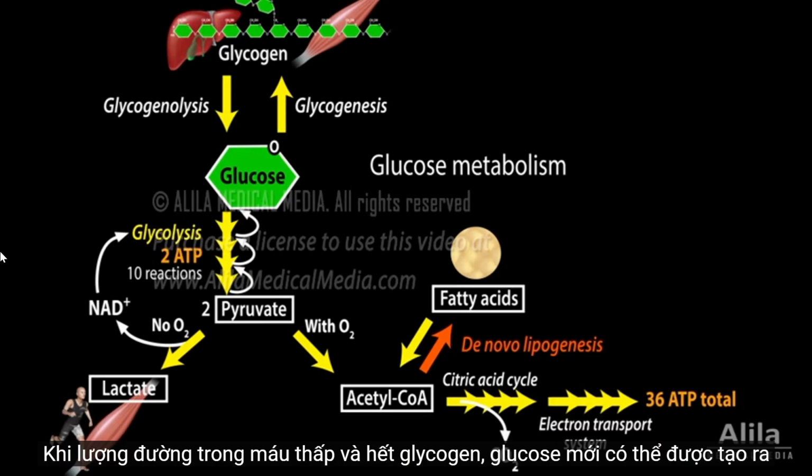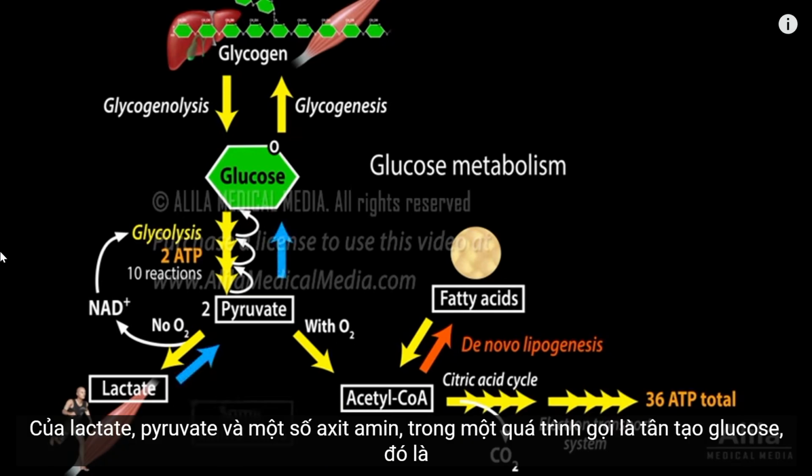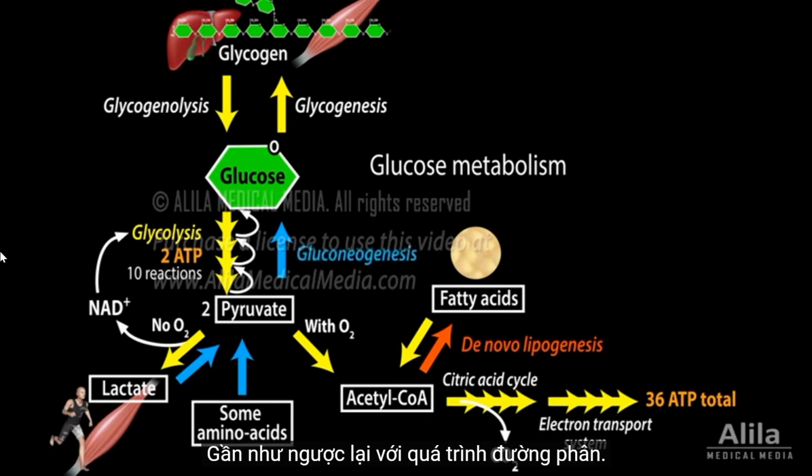When blood sugar level is low and glycogen is depleted, new glucose can be synthesized from lactate, pyruvate, and some amino acids in a process called gluconeogenesis, which is almost the reverse of glycolysis.